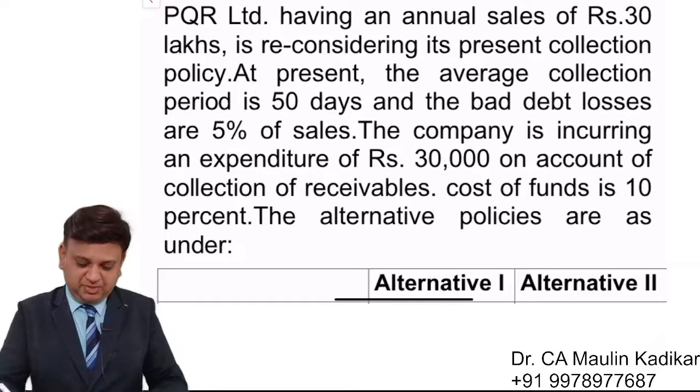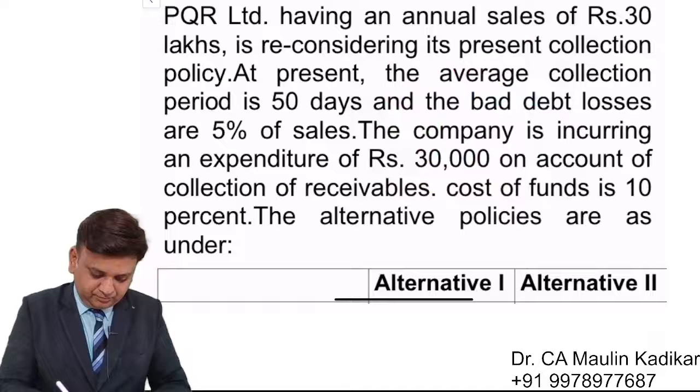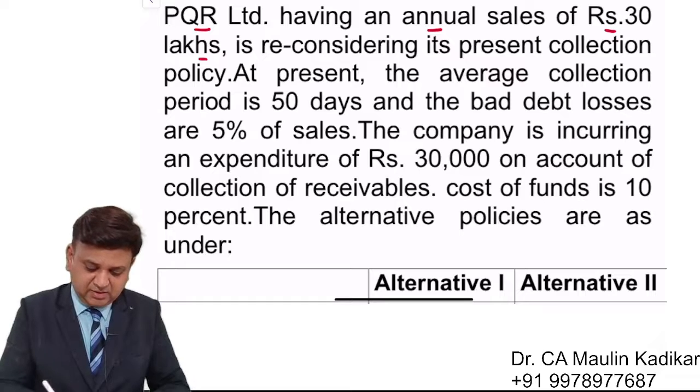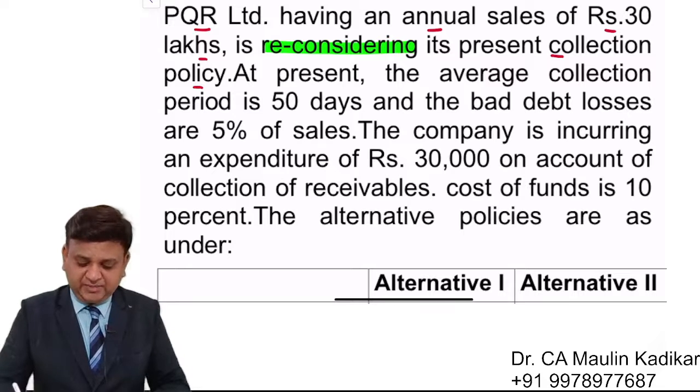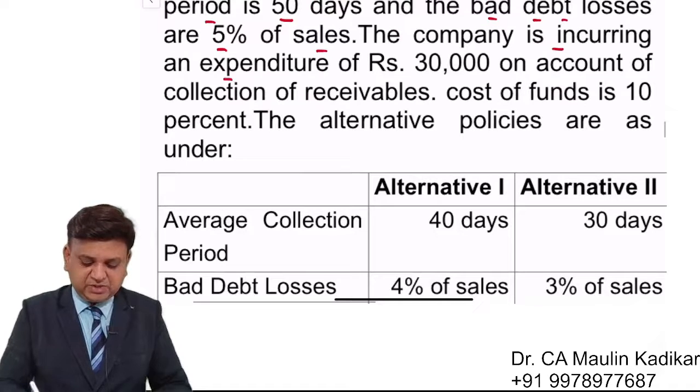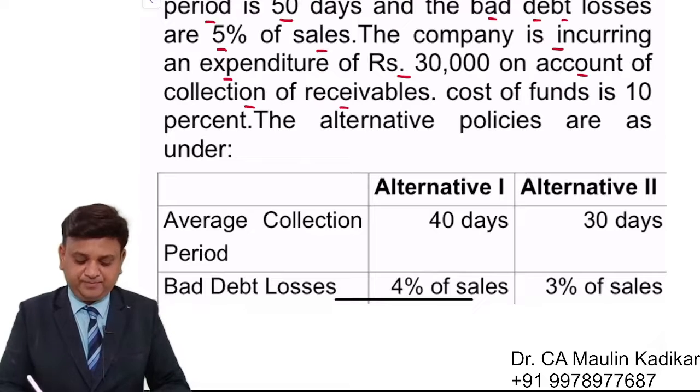Let us see the next question. PQR Limited having annual sales of rupees 30 lakhs is reconsidering its present collection policy. At present, average collection period is 50 days and bad debts losses are 5% of the sales. The company is incurring an expenditure of rupees 30,000 on account of the collection of the receivable.